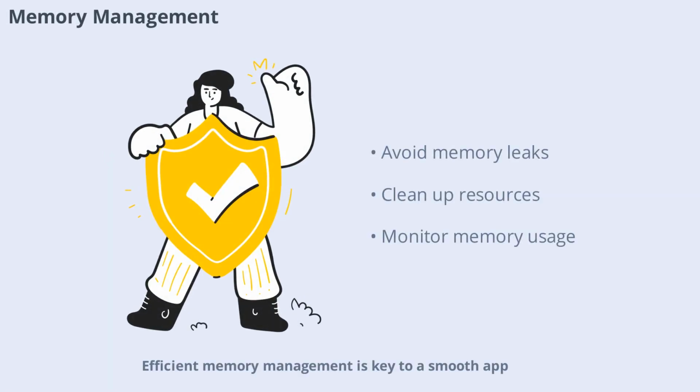Efficient memory management is key to a smooth app. Senior developers avoid memory leaks by cleaning up resources and using remember appropriately. They also monitor allocations to prevent excessive memory usage, especially in image-heavy or animation-rich screens.